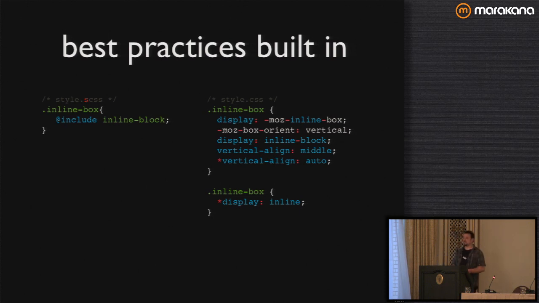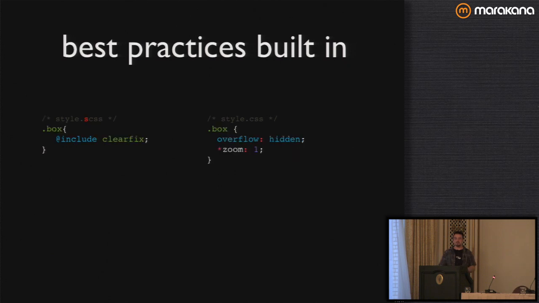Another thing is clear fixes. Obviously, this is a little more known, having worked with floats all the time. And clear fixes are not that problematic anymore, as you can today only say, okay, overflow hidden and zoom one. It expands it for me, so I still have to only write it once. What I still end up using, because overflow hidden is usually not what I want, is when I have something that needs to go out of the box, so I want to use the old school clear fix.